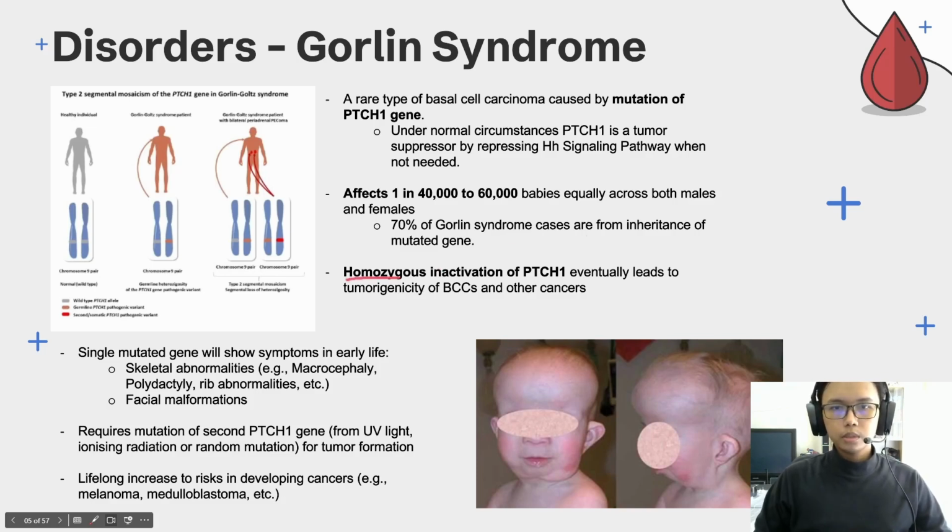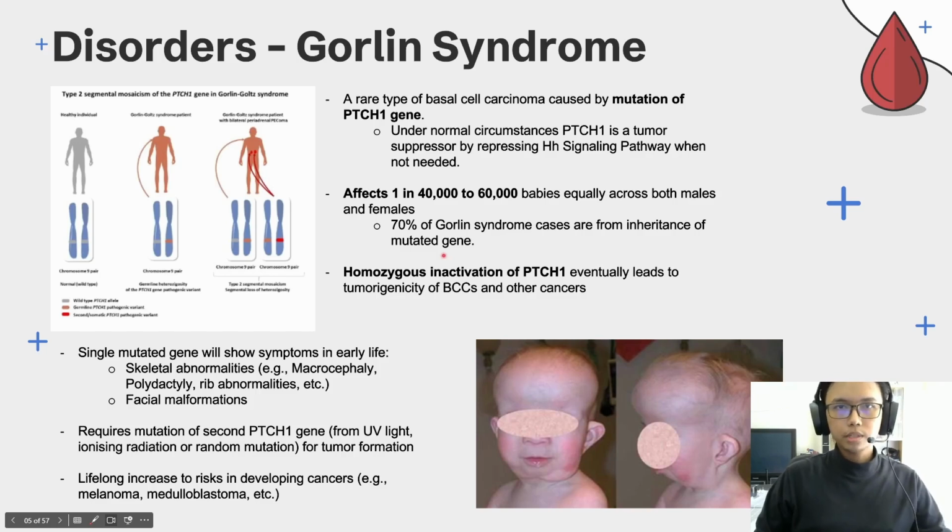Now, homozygous inactivation of Patch1 does not necessarily lead to immediate cancer, but it does show symptoms within early life, where we're talking about skeletal abnormalities such as macrocephaly, as seen here, polydactyly, extra fingers, rib abnormalities, and facial malformations. Typically, those who have a single mutated Patch1 gene will require a second mutation from causes such as UV light and ionizing radiation for the growth of tumors to begin.